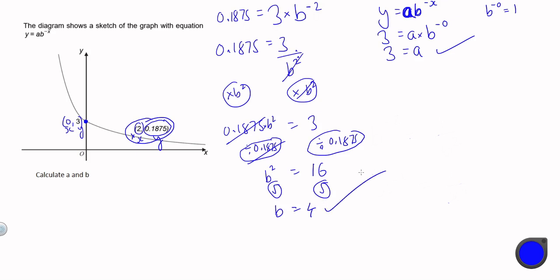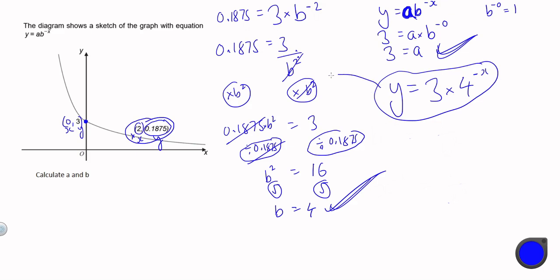So I've got my second value now. So the equation of this line, well, it's not a line really, this exponential, is y is equal to, well, what's the value of a now? A is equal to, it's right here, 3 multiplied by, what's the value of b? It's 4 to the power of minus x. That is the equation of this exponential graph.